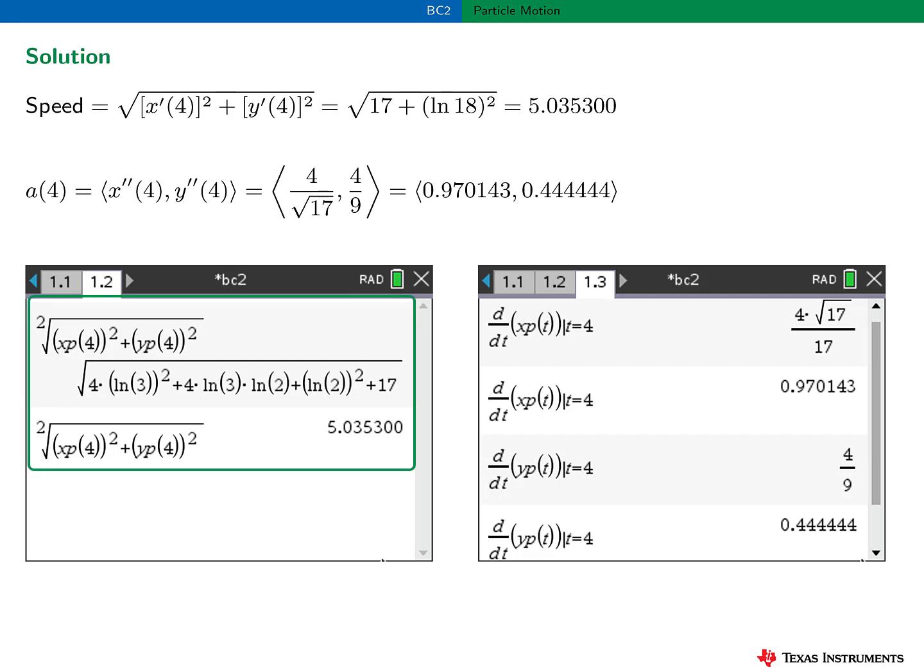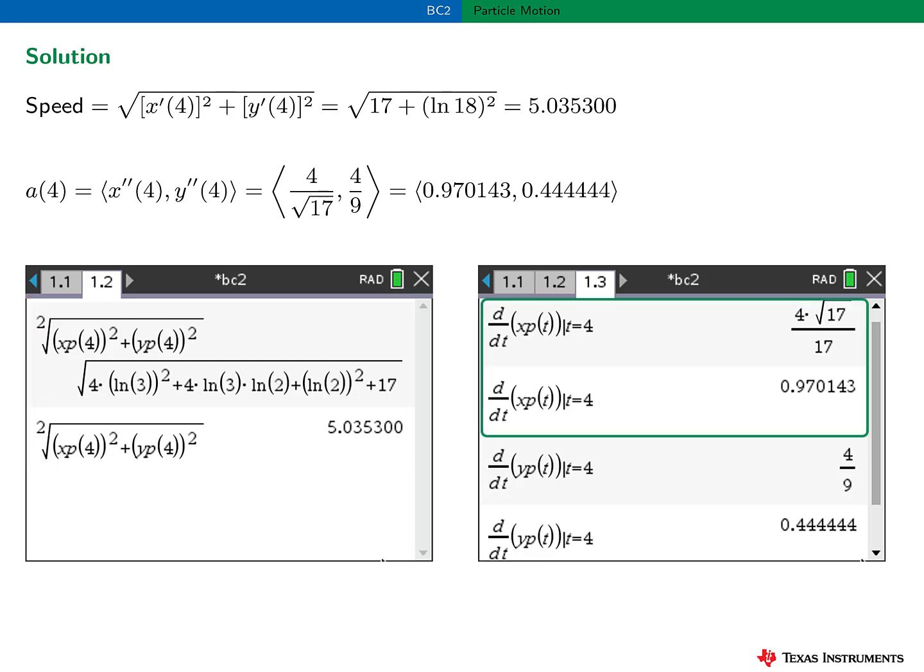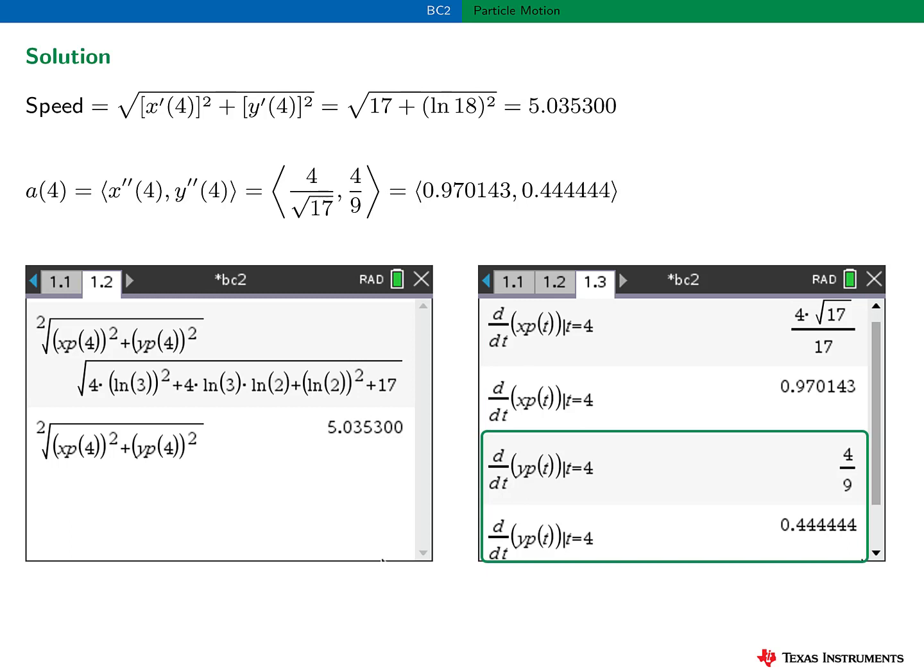Here is how I used the calculator to obtain the answers. I entered the expression for the speed of the particle at time t equals 4. Note that this CAS calculator returns a different looking but correct and acceptable answer. But here's the decimal answer. And to find the acceleration vector, I found each component. Here's the x component, symbolically, and the decimal equivalent. And here's the y component, symbolically, and the decimal equivalent.